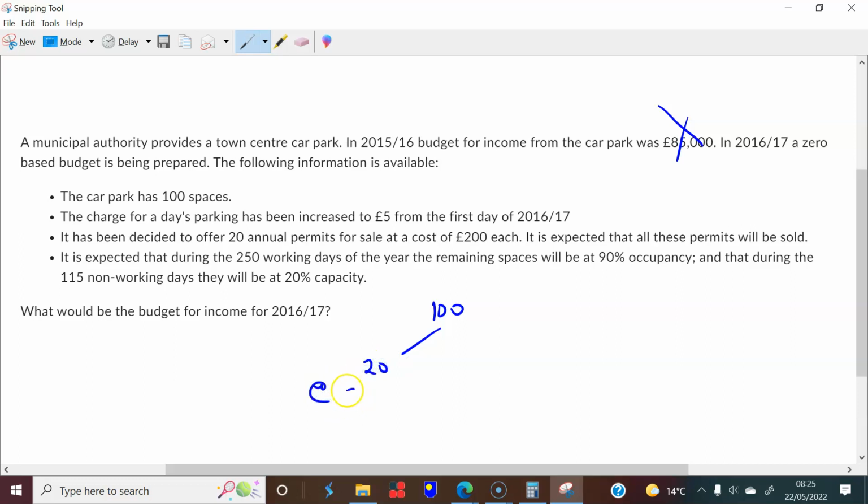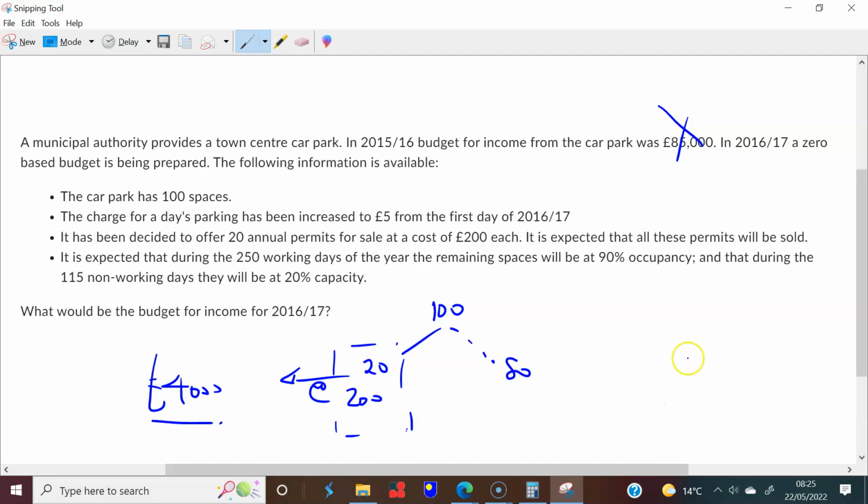So think of it as people who, not everyone can go in and park there. People have bought those spaces in effect, and that's what's happening there. So £200 they'll pay for each of those 20 spaces. So we're expecting £4,000 from that. Okay, great stuff. Now you have 80 spaces, and what will happen with these 80 spaces?